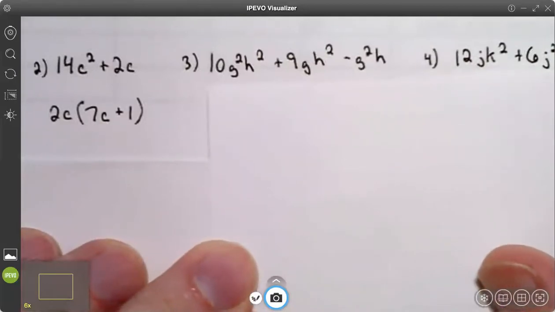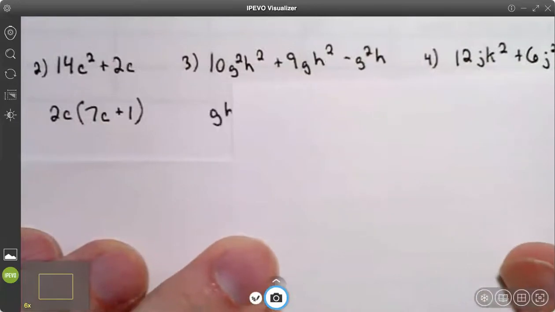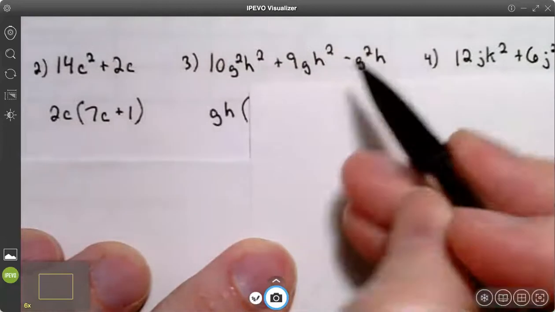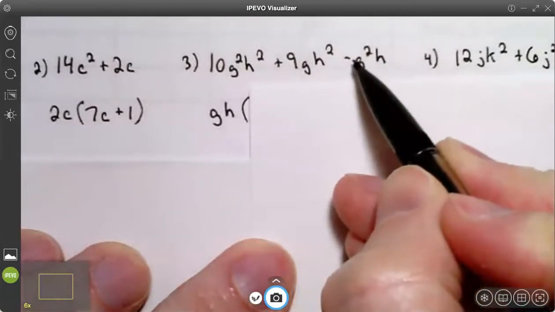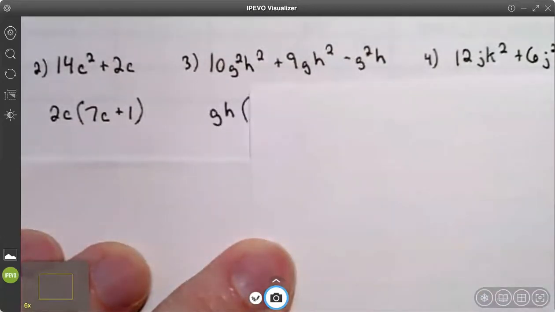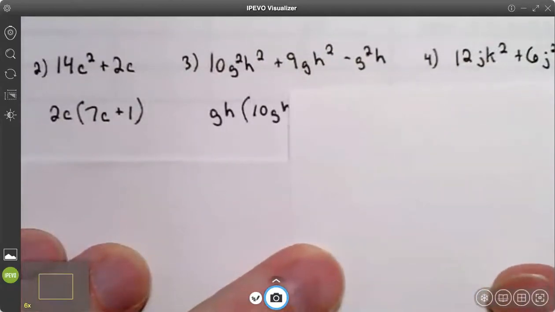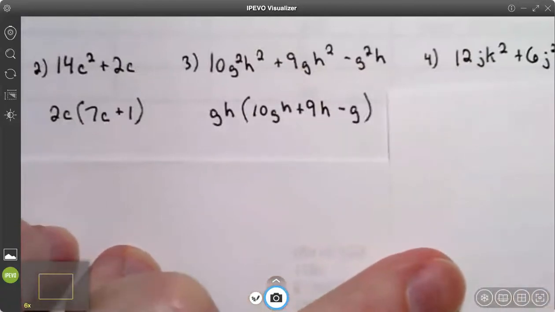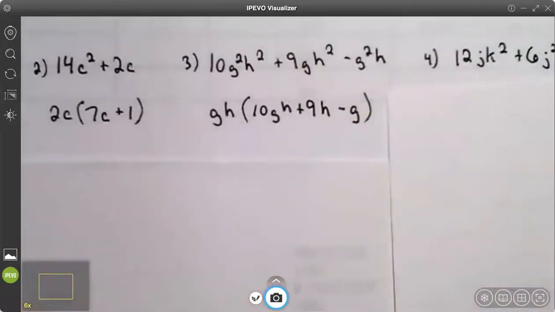Greatest common factor on number 3 is GH. Because you have a coefficient here of 1 or negative 1, can't really factor any coefficients out. And that's going to leave your 3 terms in parentheses as 10GH, 9H, and negative G.